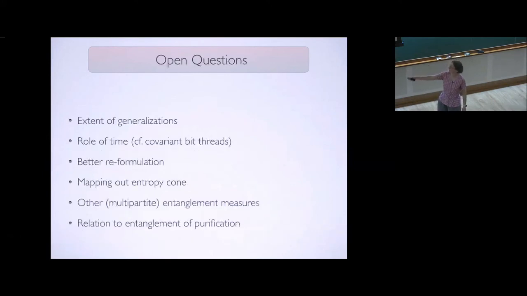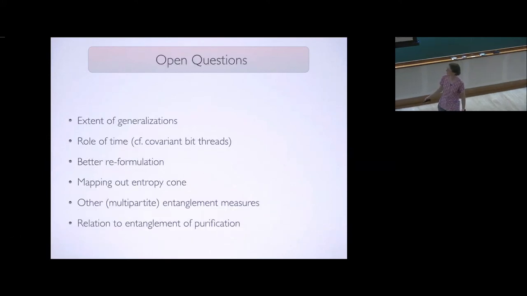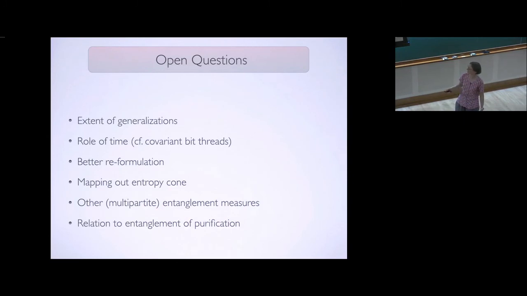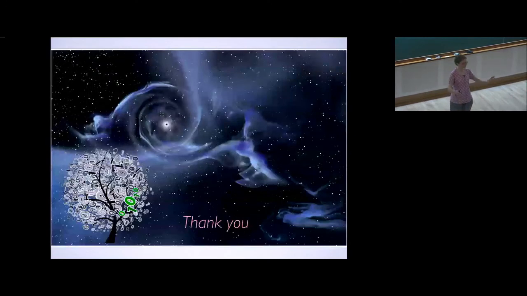Okay, and then you can have various generalizations, and try to understand how you would, for example, invert the method to think of other entanglement relations, whether you could use it for other measures of entanglement, how it relates to, say, entanglement of purification, and so forth. So let me stop here.